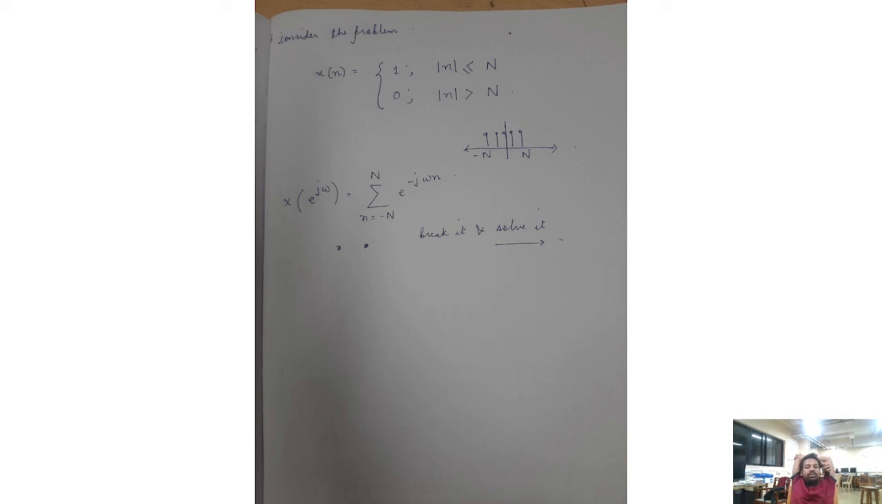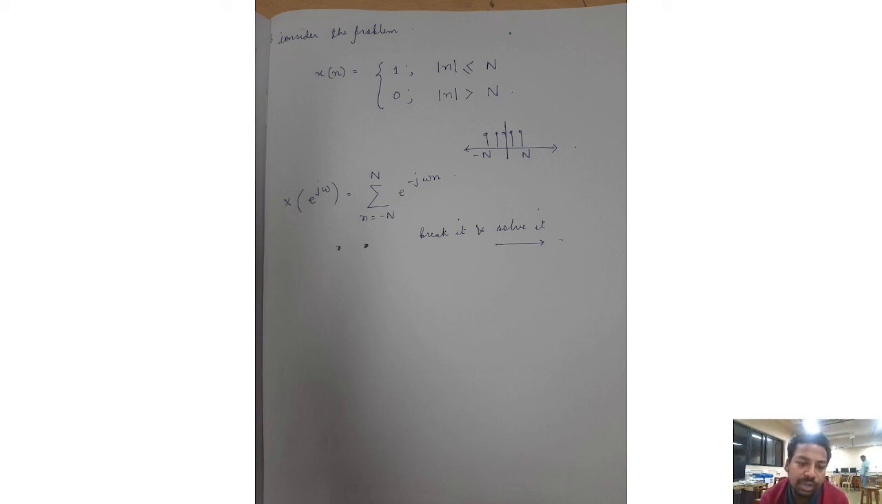x of n is equal to 1 for mod of small n less than or equal to capital N. Capital N is any number, it's just a constant, and it is denoted here by capital N. And it is equal to 0 for mod of n greater than N. So we can draw this signal in this manner. We have a signal which has a constant value from minus capital N to plus capital N, and our objective is to obtain the DTFT for this signal.